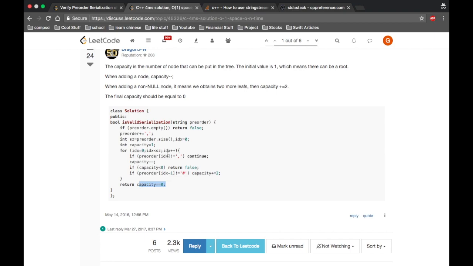Instead of closing open parentheses, we're trying to fill out all the children of parent nodes. So yeah, hopefully that explanation made sense.